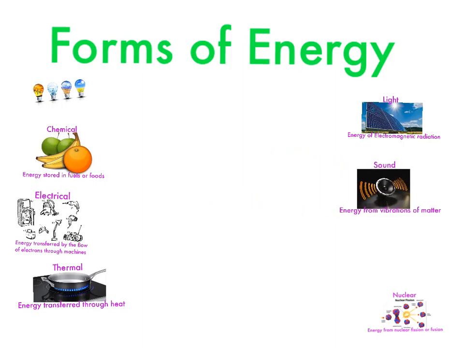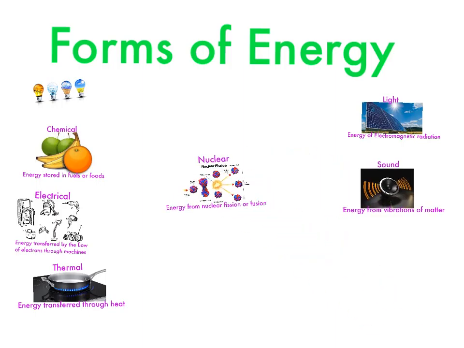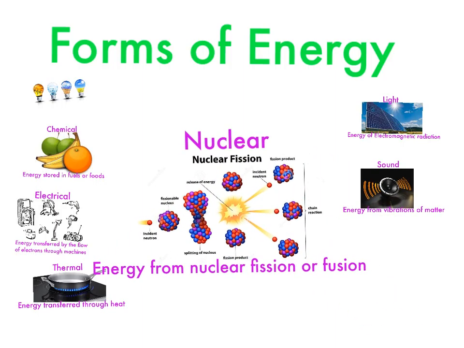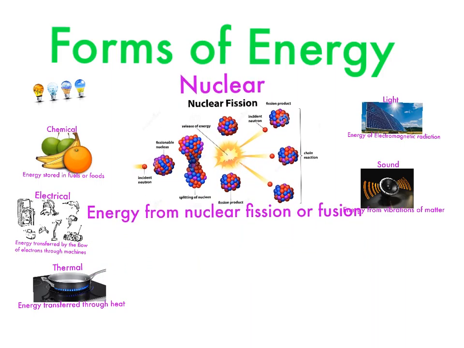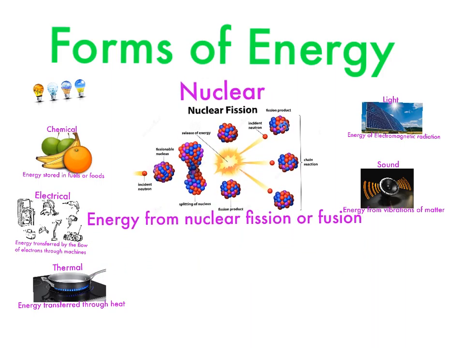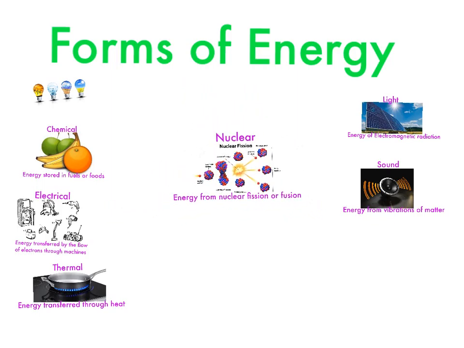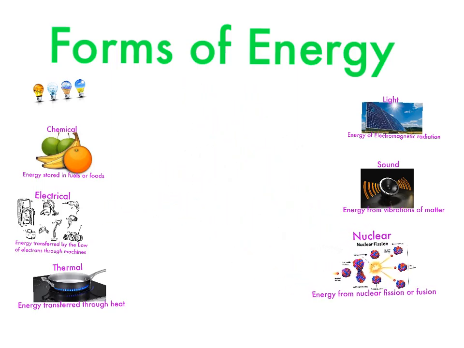The very last type of energy is called nuclear energy. This is probably the one that we're least familiar with. Nuclear energy is energy from nuclear fission or fusion. Now, for your second talking point, for 3 of the types of energy, I'd just like you to write an example of each.